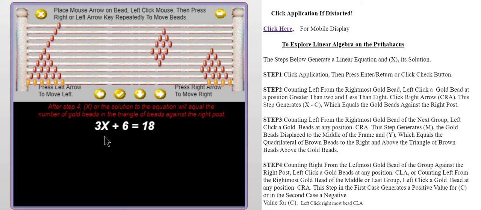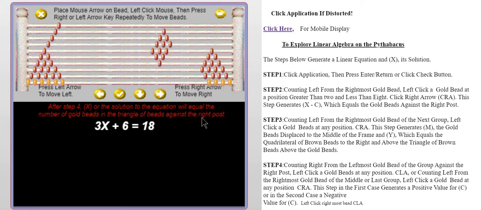And I also have the solution to the equation, x, which will be whatever number of beads are left over here against the right post. So in this case, there are 4 beads against the right post. So that should be my solution, x.